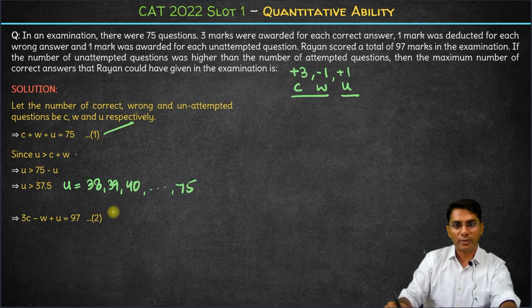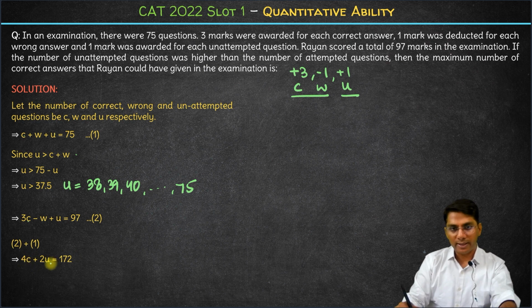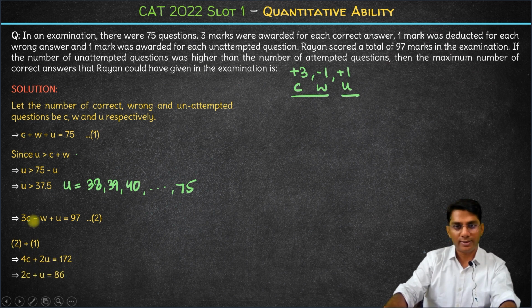So now we have these two equations 1 and 2. Let's add both of these. If you add both of these, 3C plus C will be 4C. W and minus W will get cancelled out. U plus U is 2U, which is 75 plus 97, which is 172. Now again dividing by 2, we have 2C plus U is 86. Half of 172 is 86. So we get 2C is equal to 86 minus U.